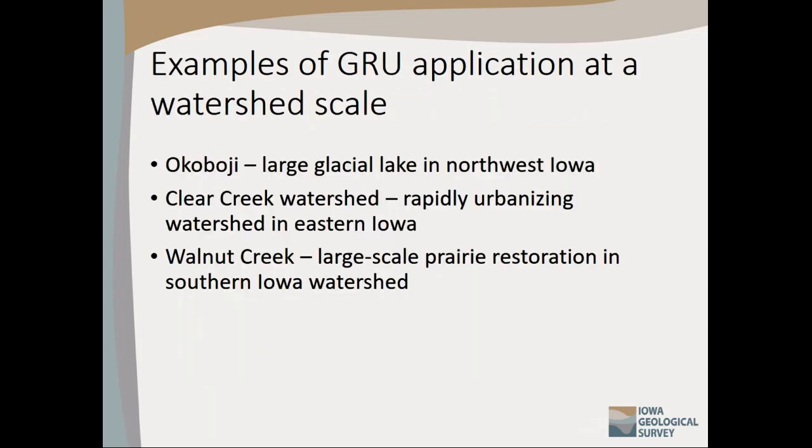So what are some examples of this groundwater response unit idea? We have 3 examples from Okoboji. Clear Creek is a watershed in eastern Iowa, and then Walnut Creek, again looking at some orthophosphorus loading.